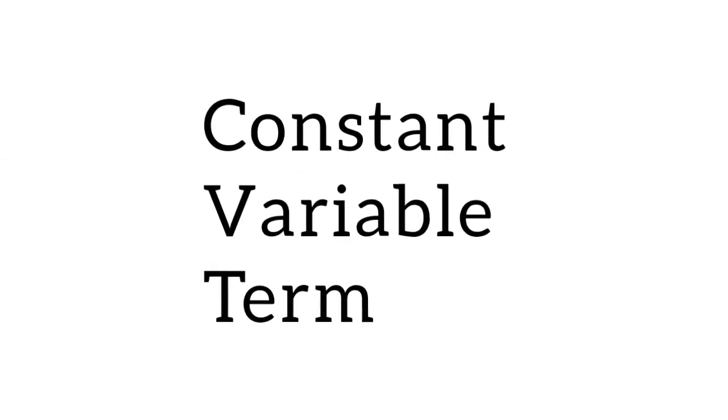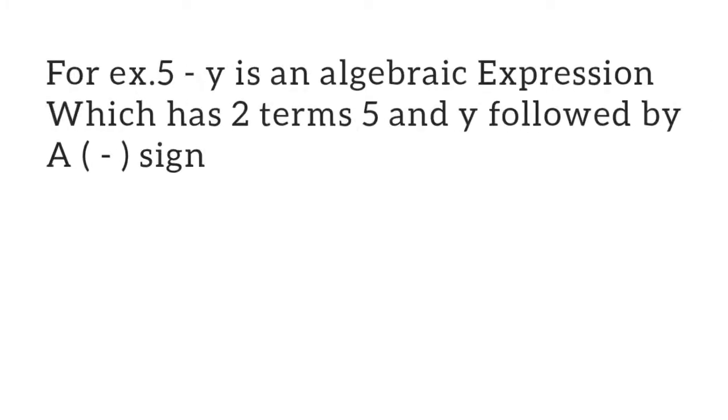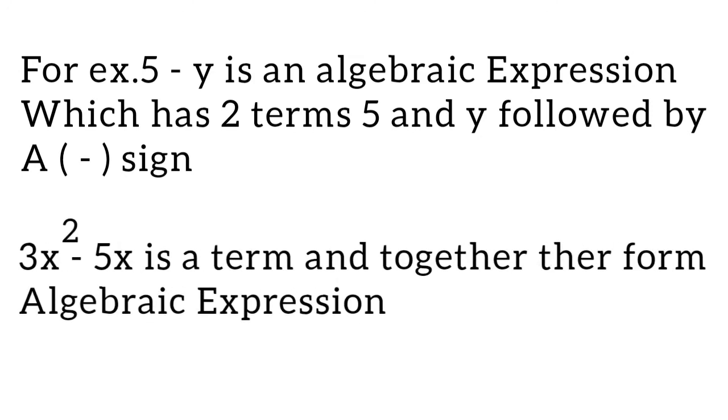Once we are clear with these, an algebraic expression is a single term or a combination of many terms, 2 or 3, followed by plus or minus. For example, 5 minus y is an algebraic expression which has two terms, 5 and y followed by a minus sign. 3x square minus 5x. Here 3x square is a term, 5x is another term, and together they form an algebraic expression. And so are the other examples.